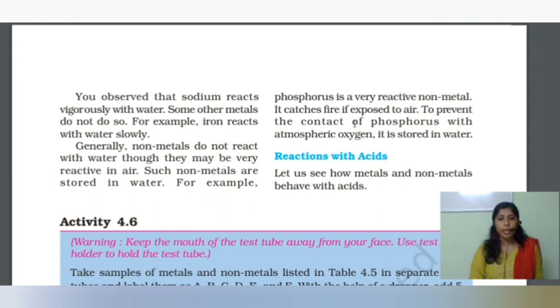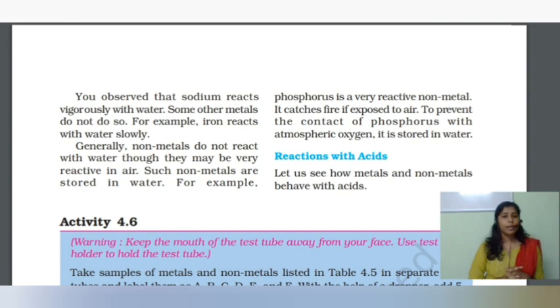So to prevent the contact of phosphorus with atmospheric oxygen, phosphorus is stored in water. We know that phosphorus is an example of a non-metal and it is stored in water because it will catch fire if we store it in open air. Okay, that is all about the reaction of metals with water and the reaction of non-metals with water.